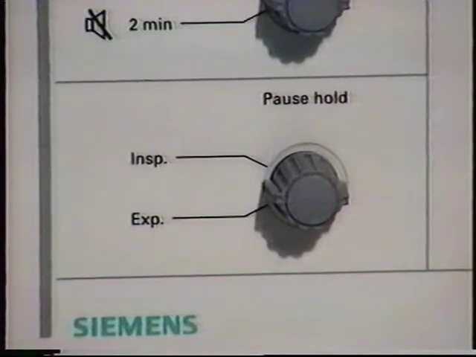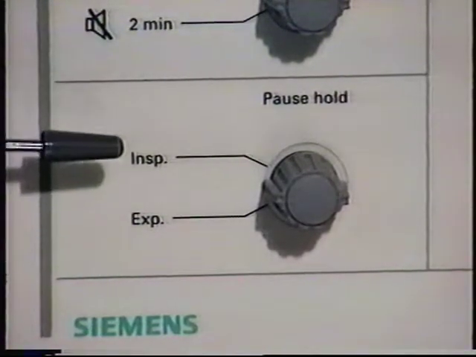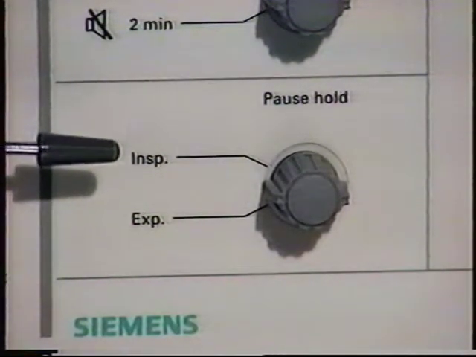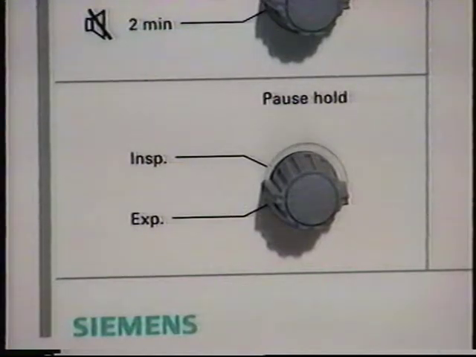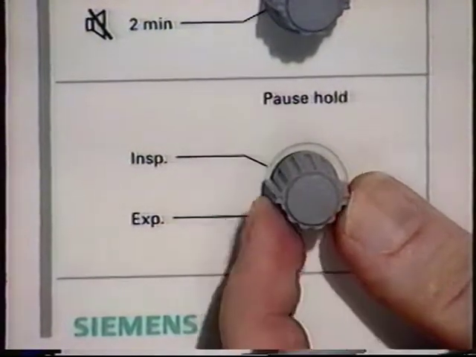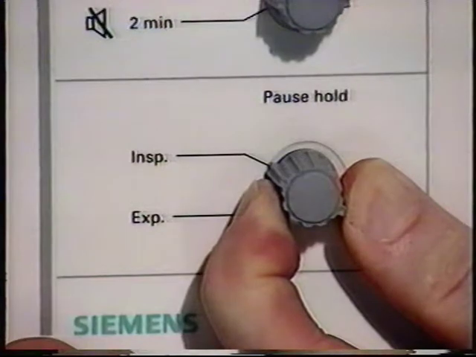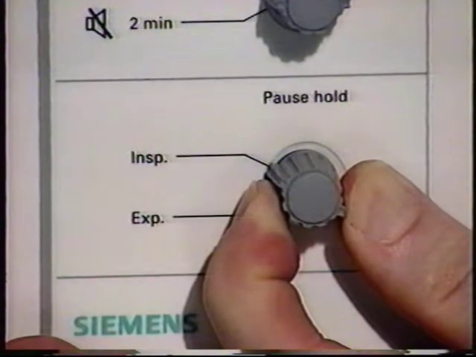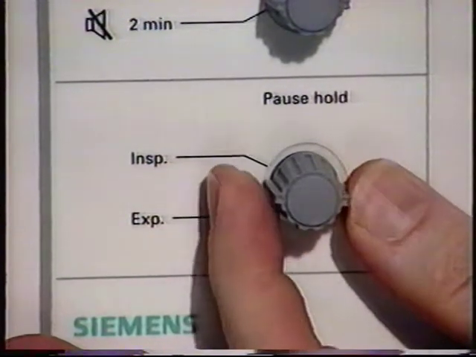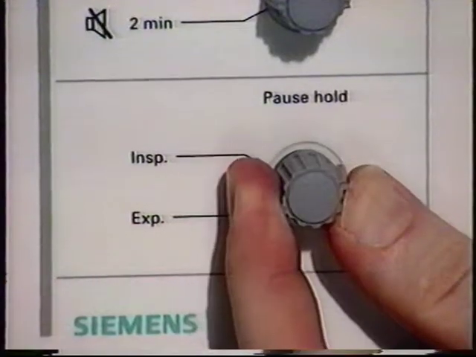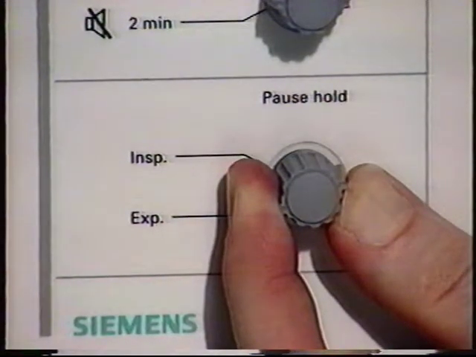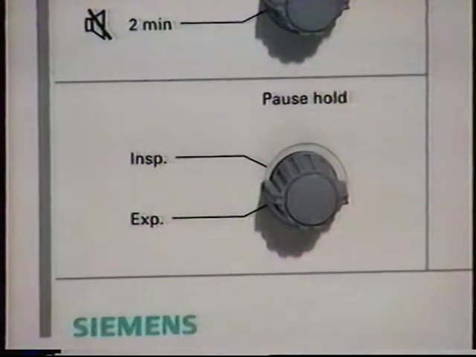Before reviewing alarms, let's look at pause hold, the last field on the control panel. Moving the knob from neutral to inspiratory pause hold closes the inspiratory and expiratory valves at the end of inspiration for up to 5 seconds. Moving the knob down to expiratory pause hold closes both valves at the end of expiration for up to 30 seconds. This allows you to take an exact static measurement of the end expiratory lung pressure or to measure intrinsic or auto PEEP.